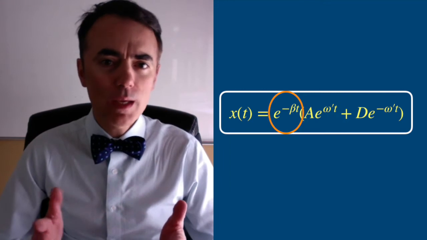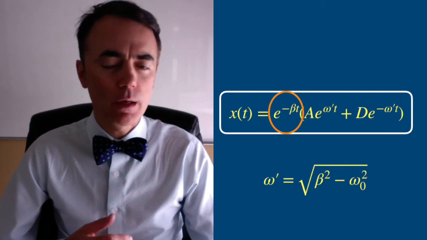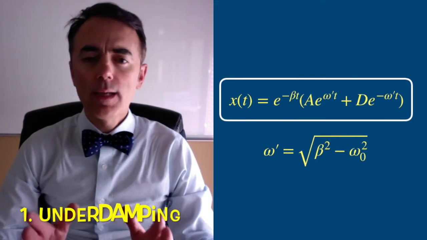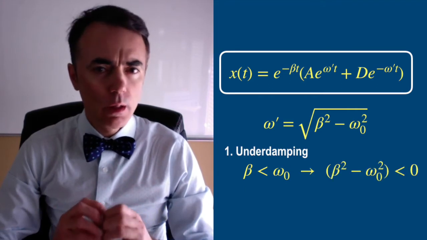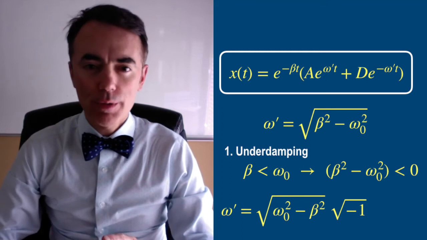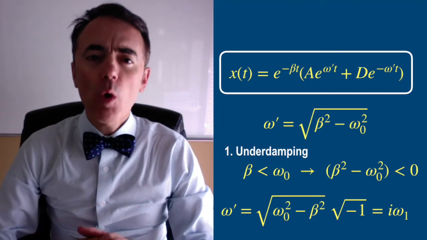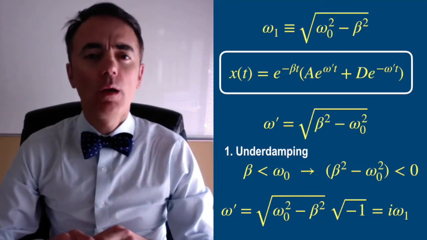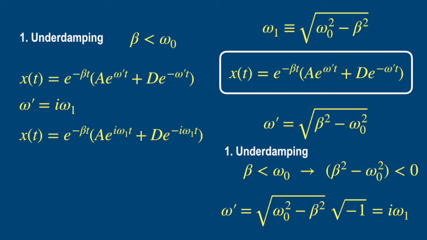But for the other term, we can have three options depending on the relationship between beta and omega naught. Option 1, underdamping. If beta is smaller than omega naught, then omega prime is imaginary. I introduce omega 1 so I can write omega prime as i omega 1. I can write then the solution as e to the minus beta t times a times e to the i omega 1 t plus b times e to the minus i omega 1 t.